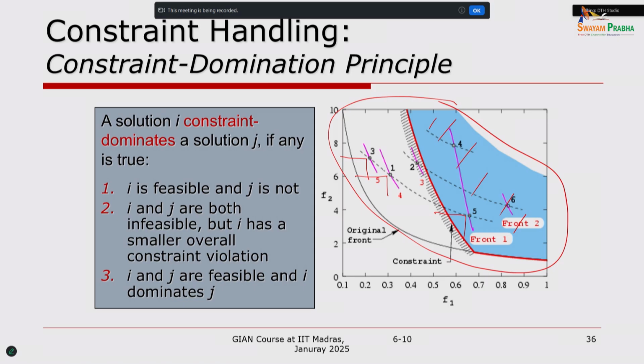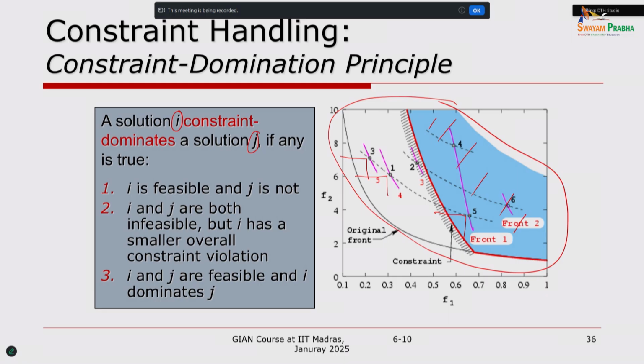Okay, all right, so we got this thing, and now when I have the constraint I need to decide how do I do this classification. All right, so here is the small change I make. I call it constraint domination rather than just domination. So a solution I will constraint dominate solution J if one of these 3 conditions is satisfied. So I is feasible and J is not.